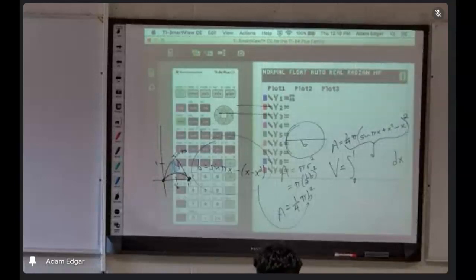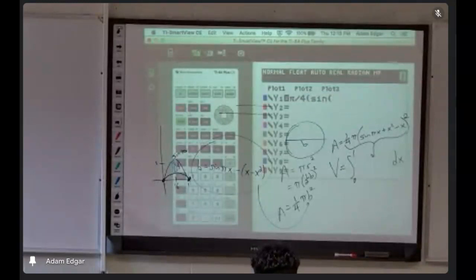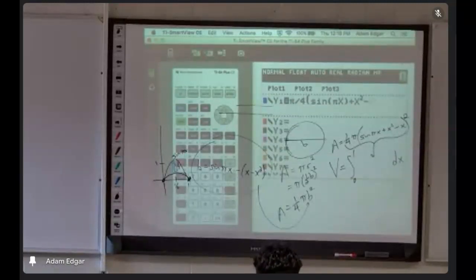So I'm going to type in pi over 4. And then that's going to multiply the entire sine of pi x plus x squared minus x, all squared. So I'll just type in what I see. Sine of pi x, close the parentheses around pi x so that you don't put everything inside the sine function. And then plus x squared minus x, close the parentheses for the entire thing after 1/4 pi.